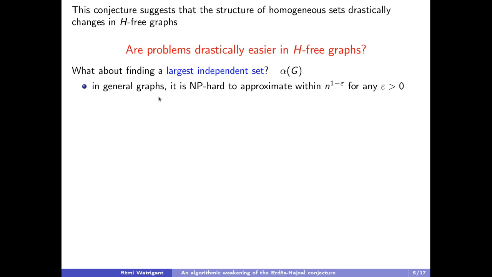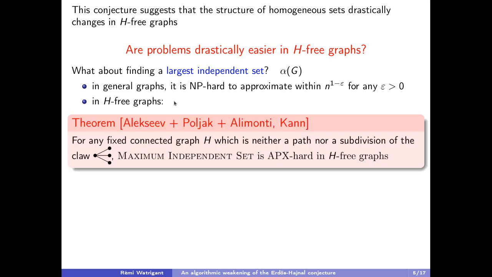Let me recall that in general graphs, finding a largest independent set is NP-hard, not only to solve but also to approximate within any non-trivial approximation ratio, namely within any n to the power of 1 minus epsilon for any epsilon positive. So this is a computationally very hard optimization problem. In H-free graphs, it is not that much easier from the approximation point of view. At least it is not trivially approximable. It is still hard.